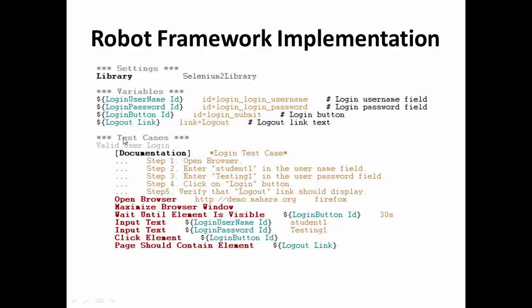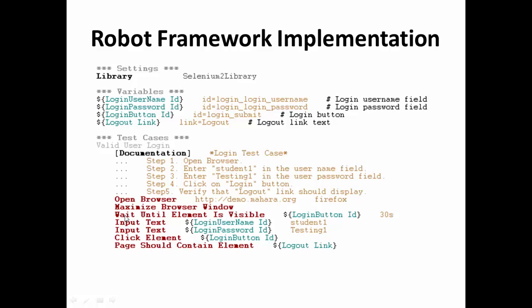Under test case, the documentation has the test case, so we add the test case in the documentation. All red lines represent keywords. Open browser, this is a site, and open the browser Firefox. This means Firefox will be launched and navigate to the demo.mahara.org website. Maximize browser window is used to maximize the browser.